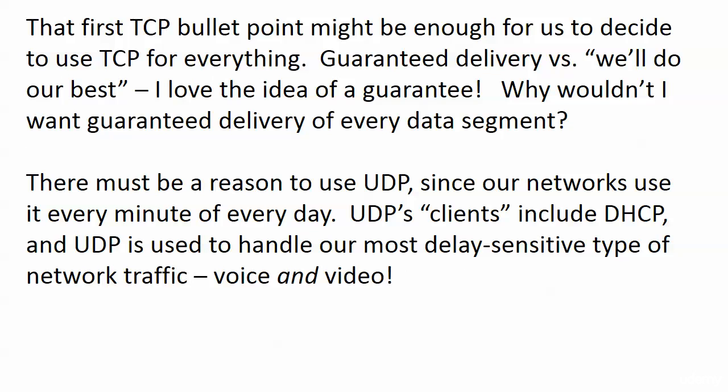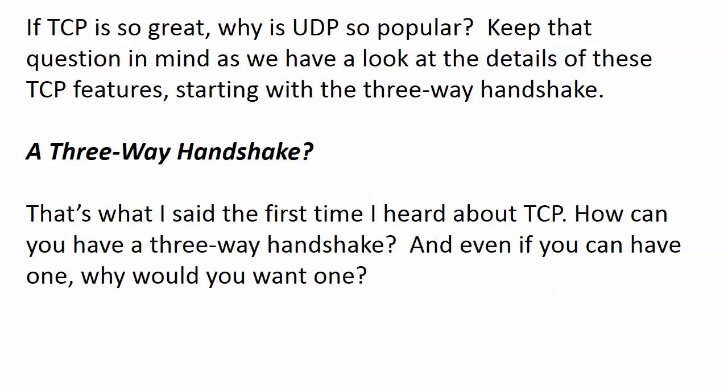Our networks use it every minute of every day, especially if your network uses DHCP, which it probably does. That's the protocol that dynamically assigns IP addresses. Well, UDP handles that, so it's like, okay, UDP can't be all bad. And UDP is also used to handle voice and video traffic, and we know if there's the slightest delay in there, the phone starts ringing and it's just a mess. So if TCP is so fantastic, why do we use UDP at all? And on top of that, why is UDP so popular?